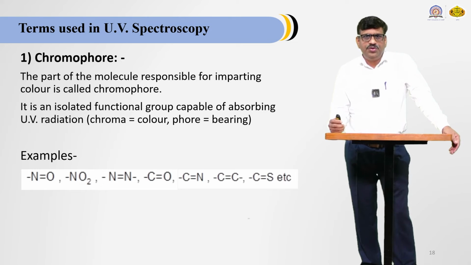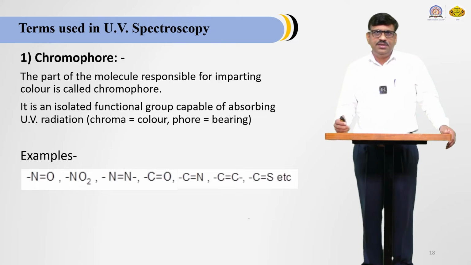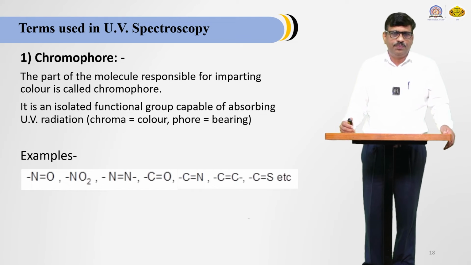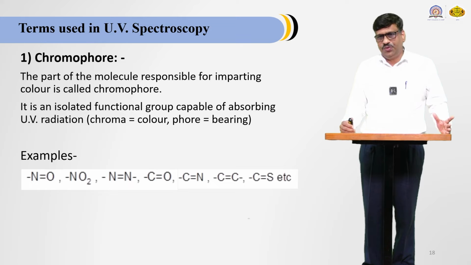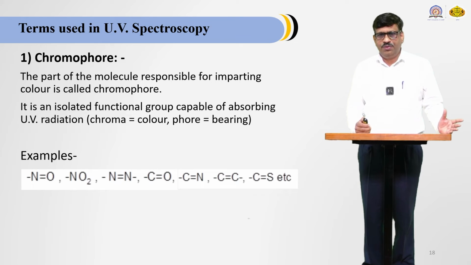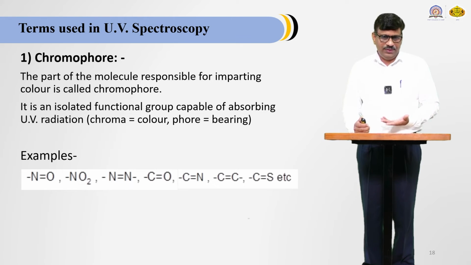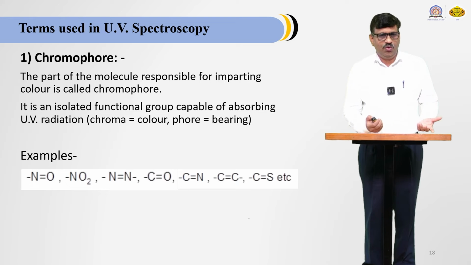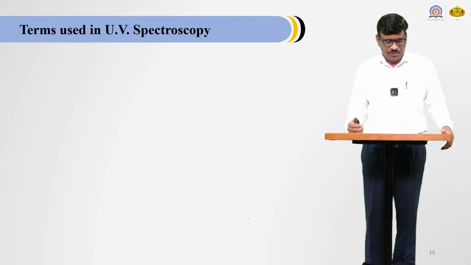Chromophore, the part of the molecule responsible for imparting color to the molecule, is called chromophore. It is an isolated functional group capable of absorbing UV radiation. Chroma means color and phore means bearing, so the part of the molecule which is responsible for imparting color to the molecule is the chromophore. Chromophores are different functional groups, like N double bond O, NO2, azo group meaning N double bond N, and C double bond O. All these are examples of chromophores.